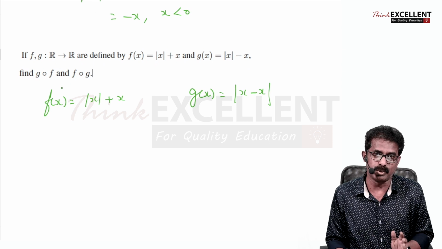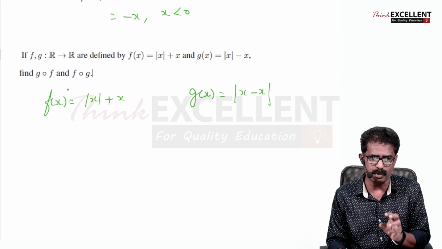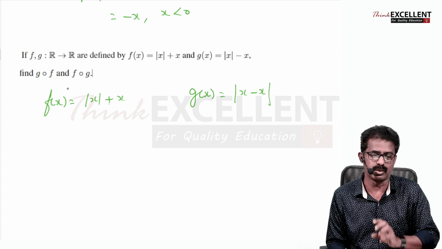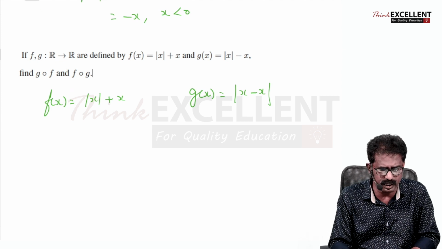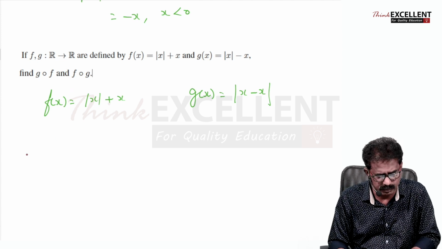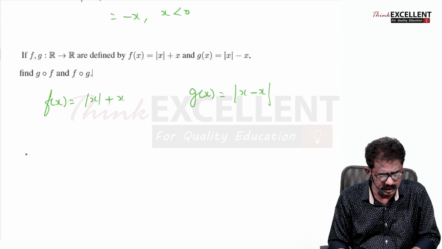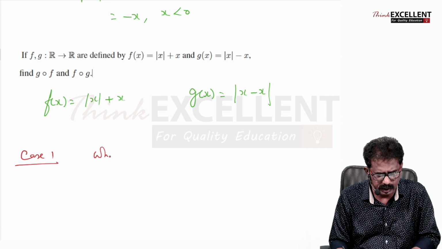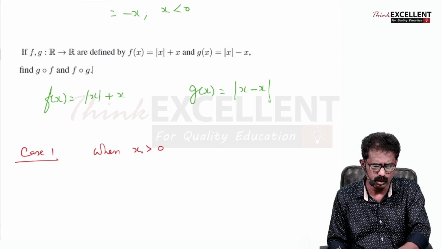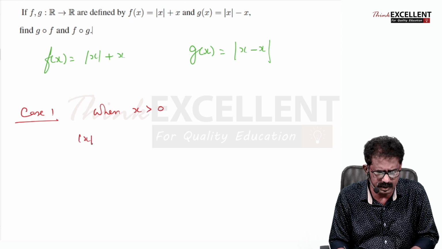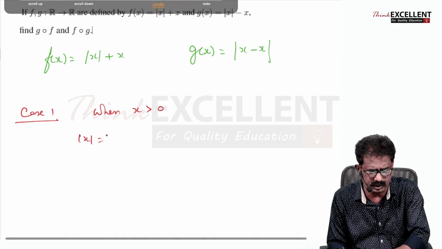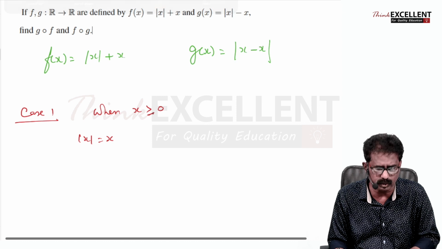Last class I taught composition of functions, so it will be very easy. But because this modulus is there, listen very carefully. I'm going to take two cases. First, case 1, when x is positive, when x is greater than 0. You know, when x is greater than 0, modulus x is equal to what? x. Modulus x is equal to x when x is greater than or equal to 0.